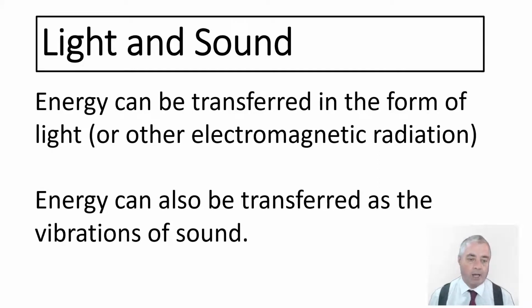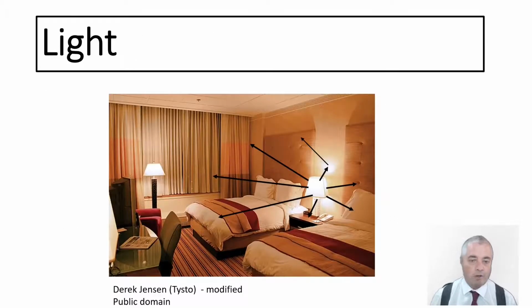And energy can also be transferred as the vibrations of sound. And we've got a little picture here showing energy being transferred as light. So in the bulb, energy is transferred electrically into light and thermal energy, and then the light waves spread out into the room, transferring energy to all different parts of the room. And when it's transferred, it can also be reflected. You can see it bouncing off the walls there. So light can transfer energy from one place to another.